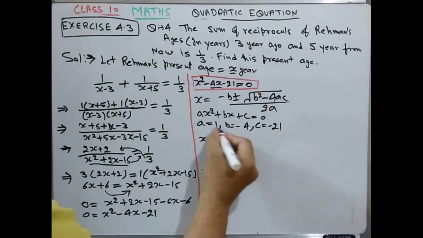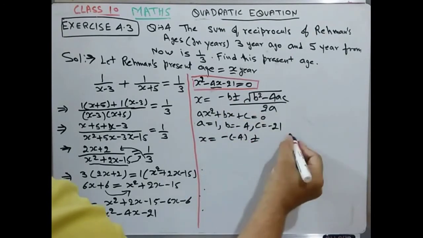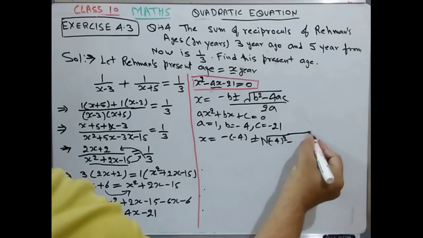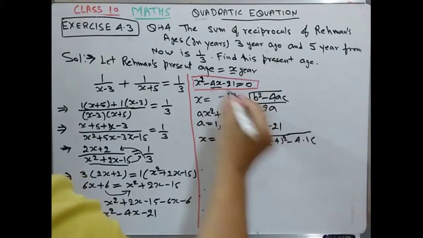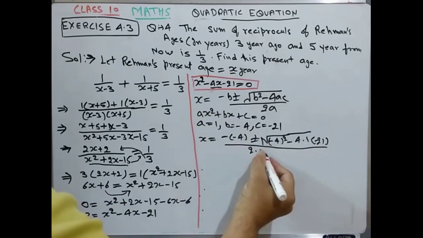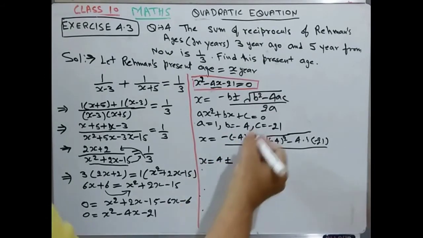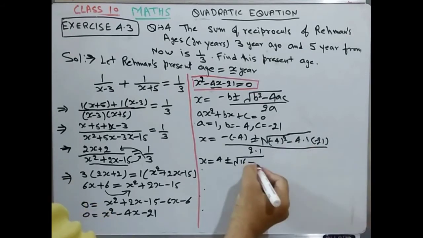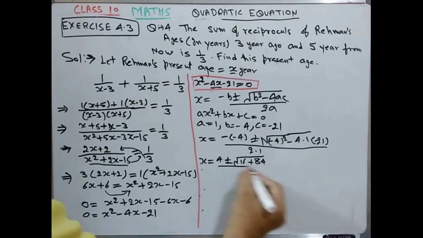So from here you will get x is equal to minus b. Minus b means minus of minus 4. I have substituted the value of b in this. Then plus minus square root of b square. So again b is minus 4 square, minus 4 into a is 1, and again c is minus 21. This will be divided by 2a, so 2 into a is 1. So x is equal to minus into minus will be plus, plus minus square root of 4 square is 16. Minus into minus will be plus, and 4 into 21 will be equal to 84. So this is 84, this is 2.